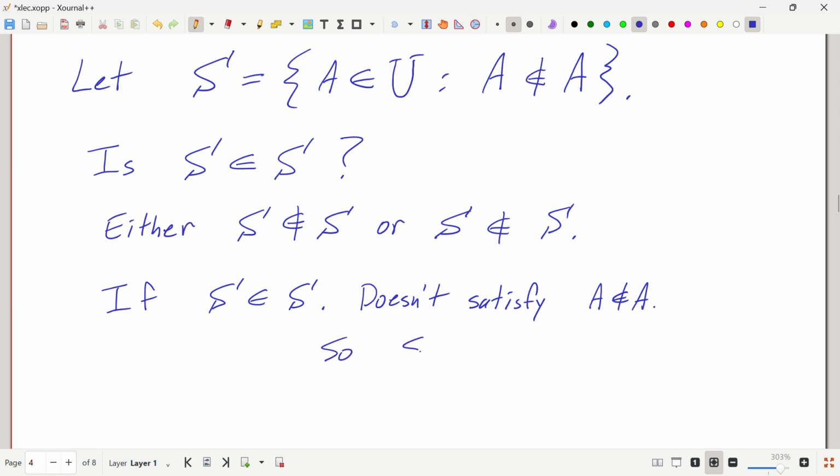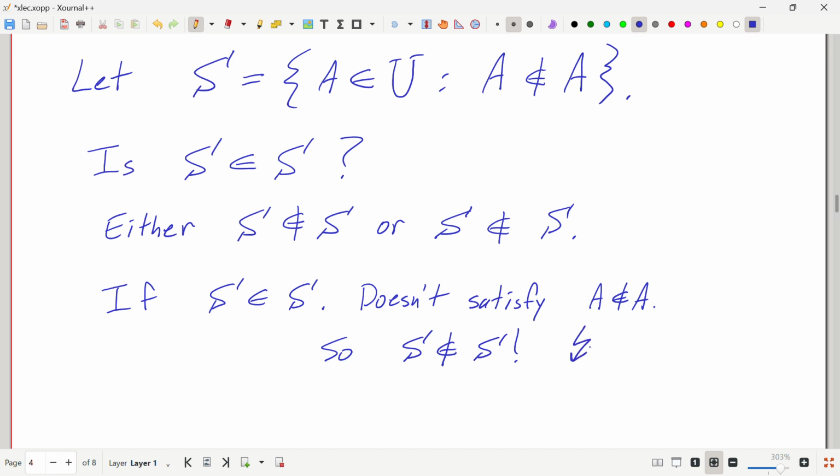Which means that it's in that set. If S is in itself, then it's not in S, because it doesn't satisfy that condition. If it's in itself, then it doesn't satisfy that, and that's a contradiction.